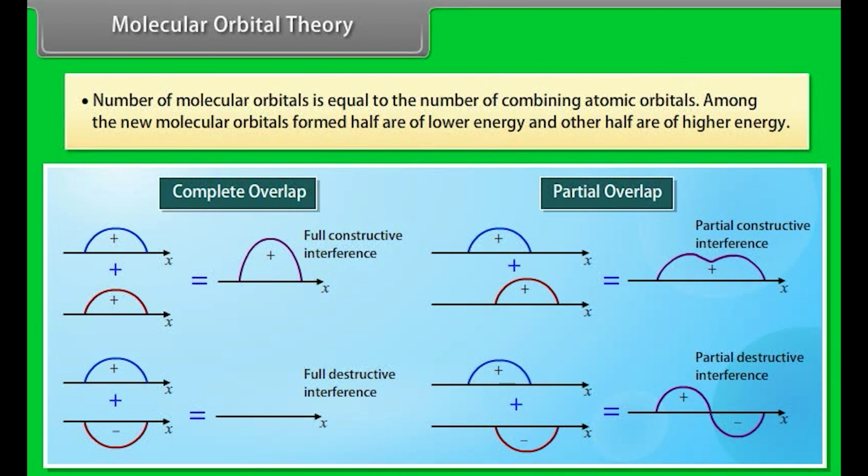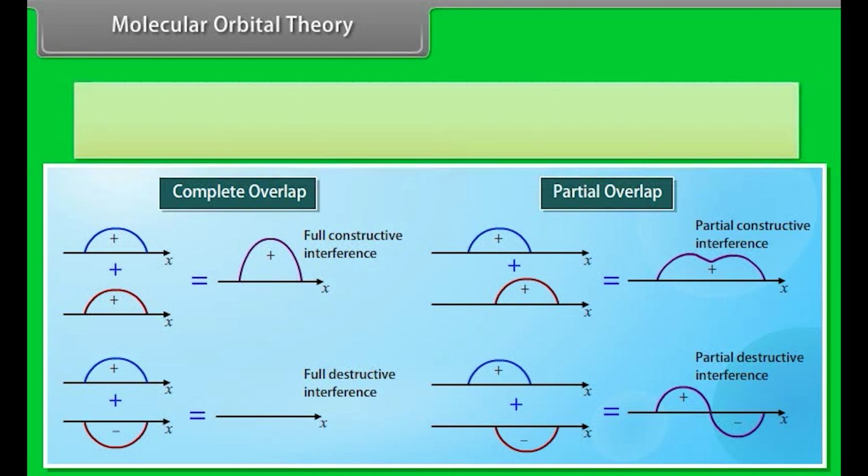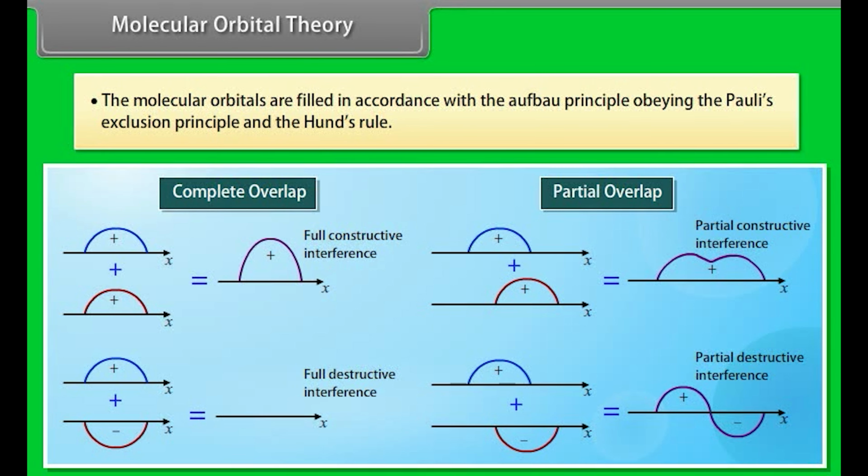The number of molecular orbitals is equal to the number of combining atomic orbitals. Among the new molecular orbitals formed, half are of lower energy and the other half are of higher energy. The molecular orbitals are filled in accordance with the Aufbau principle, obeying the Pauli's exclusion principle and Hund's rule.